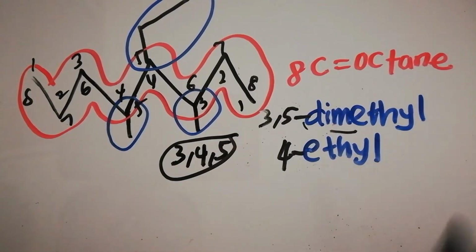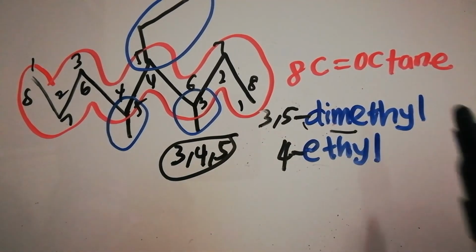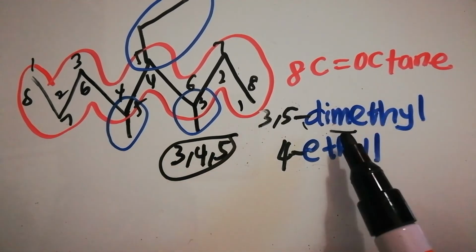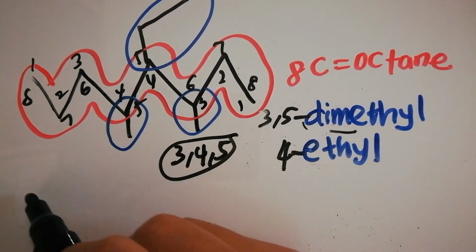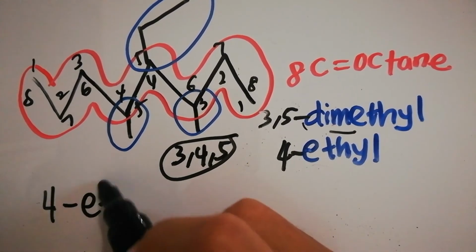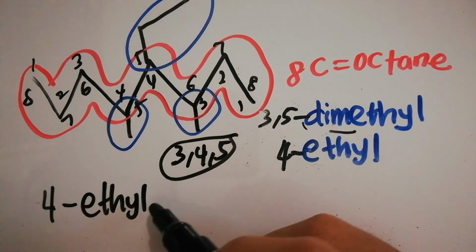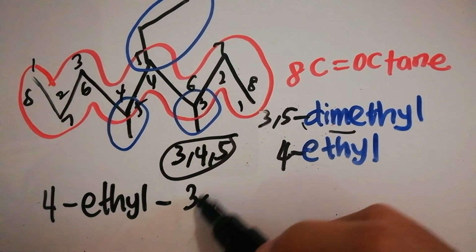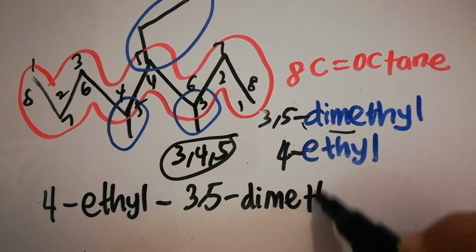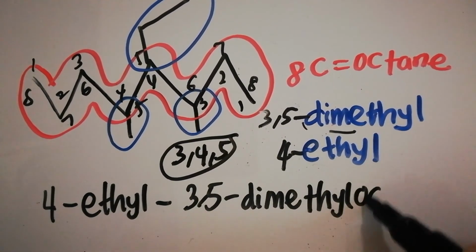Lastly, we need to combine the information that we got from what we did previously. So, note that we didn't take di alphabetically. We take methyl. So we start from E first, okay? 4 ethyl, 3, 5 dimethyl, octane.